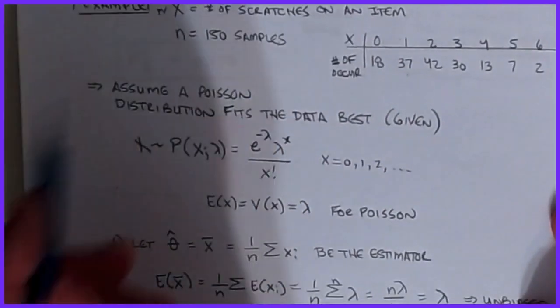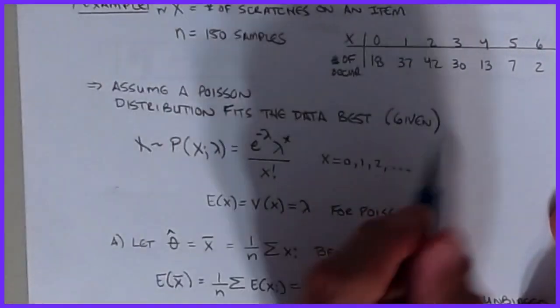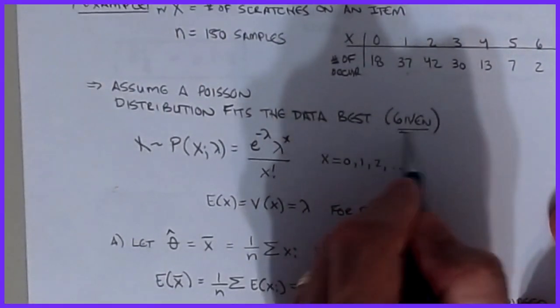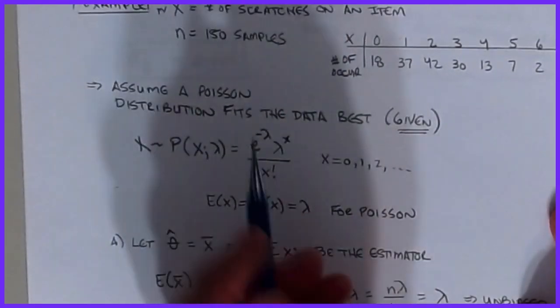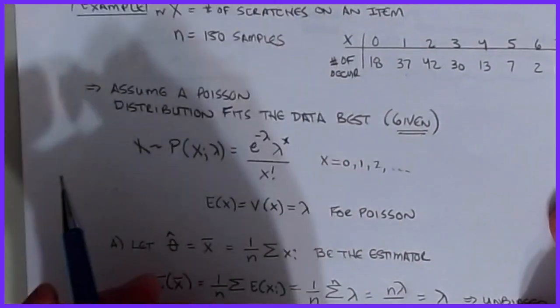Okay, if we assume that a Poisson distribution fits the data best, and again, this would be something given. You would plot the data and try to come up with a curve, so it could be a gamma curve or a normal or whatever. In this case, we're just going to be given that it's a Poisson.